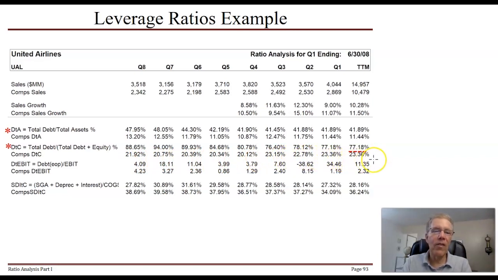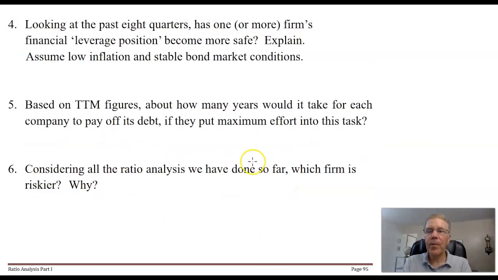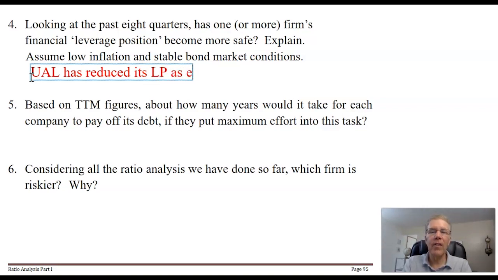All right, so let's see how about for Love. Love's actually increased its debt to capital a little bit. Its leverage position has increased, but certainly not nearly as dramatically as UAL's has decreased, right? So 94%, 90% down to 77, 78%. That's a big reduction. Okay, so we say UAL has reduced its leverage position, as evidenced by reduction in debt to cap.